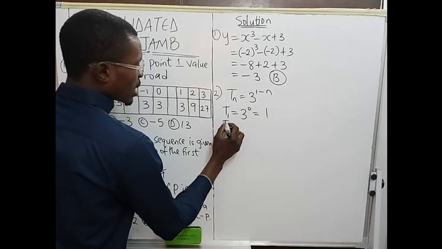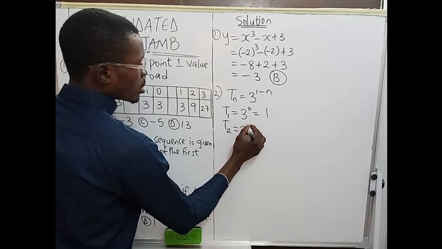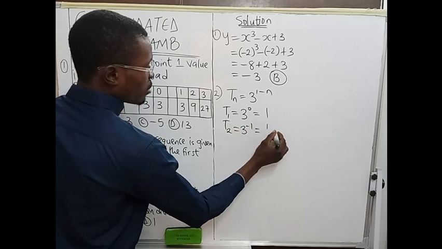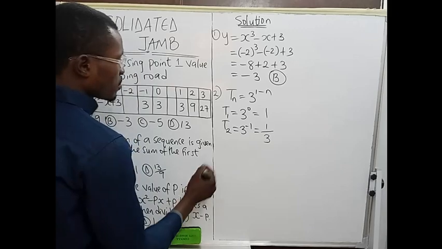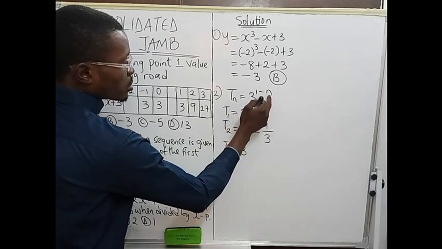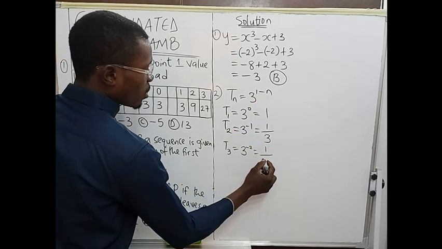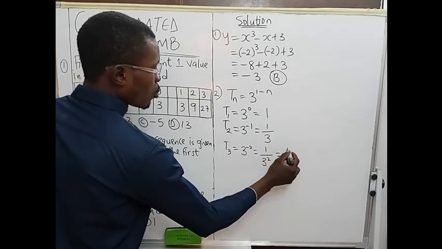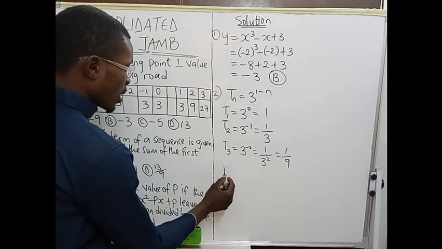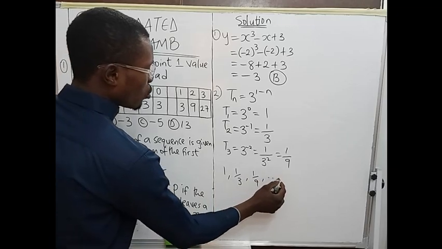For the second term T2, 3 to the power of 1 minus 2, sorry, that's minus 1. By law of indices, this is 1 over 3. T3, 3 to the power of 1 minus 3, that is 3 to the power of minus 2. By law of indices, you have 1 over 3 squared, which is 1 over 9. So we have 1, 1 over 3, 1 over 9, and so on.